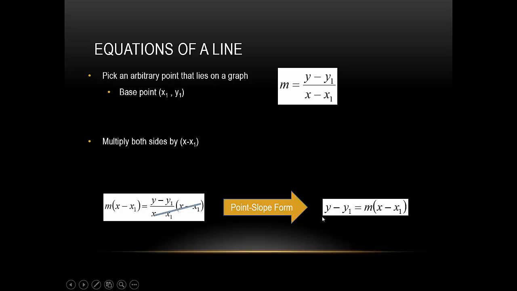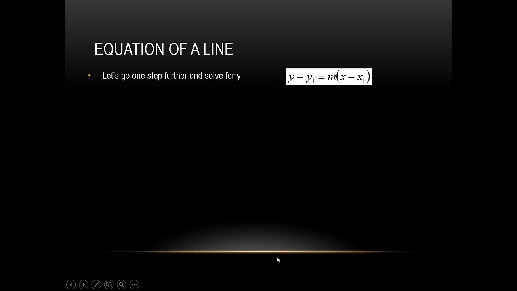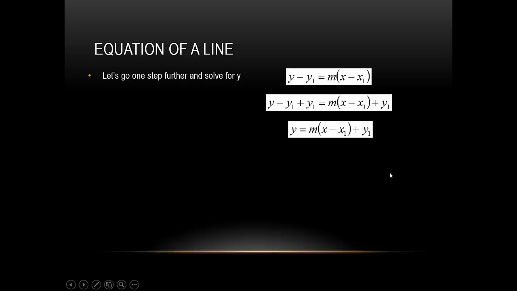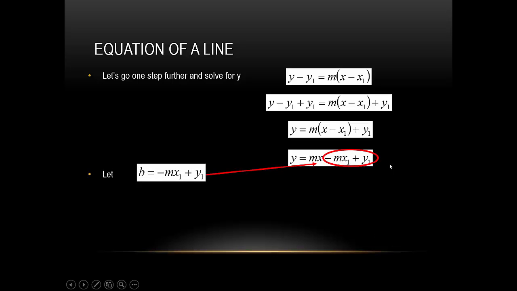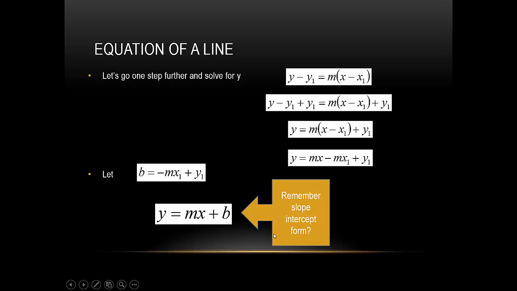The point slope form: y minus y1 equals m times x minus x1, where your x1, y1 is the actual point that you have. Let's go a step further and solve this for y. So I take that y1 and add it to both sides. Now if I distribute this m, I'm just doing some crazy algebra here. If I let that last piece equal b, well then I get the slope-intercept form.